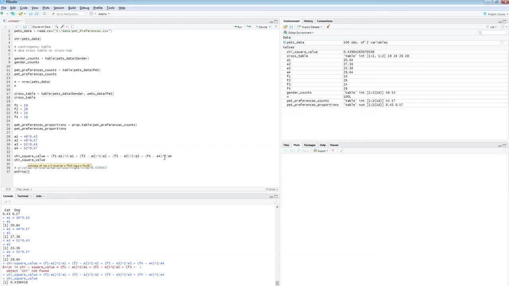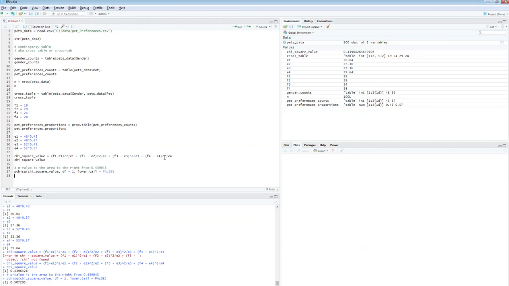So what are we looking for? We're looking to the right from this chi-squared value that we computed. So I give the chi-squared value. Next is how many degrees of freedom you have. Degrees of freedom is 1, rows minus 1 times columns minus 1. And for the tail of the distribution, it's all done through the parameter lower tail. Lower tail is the left tail, I'm looking in the right tail, so lower tail is false, and that should give me the p-value. There you go, the p-value is 0.0573.